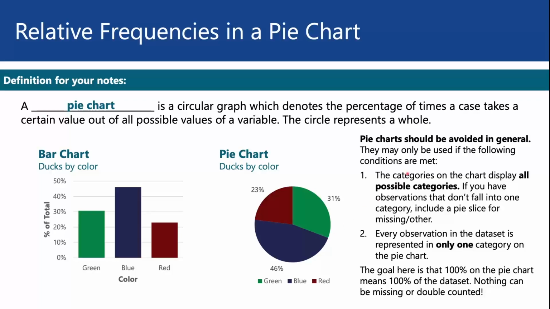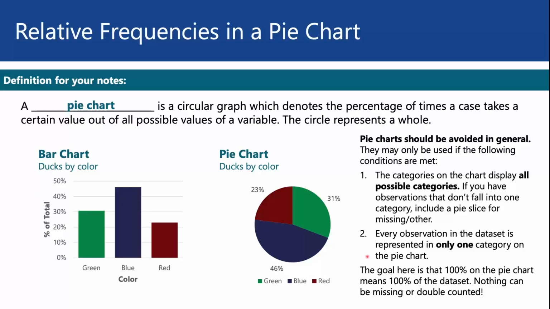If you do have to use them, they should only be used if the following conditions are met. The pie chart needs to be a whole pie. It has to display all possible categories. If you have observations that don't fall into one category, include a pie slice for anything that's missing or other. Every observation in the data set should be represented in only one category on the pie chart. So if you have an individual that you put into both a green and a blue category, that is not the right kind of data to be graphing like this. The goal is that 100% of the pie chart is showing 100% of the data and nothing is double counted.